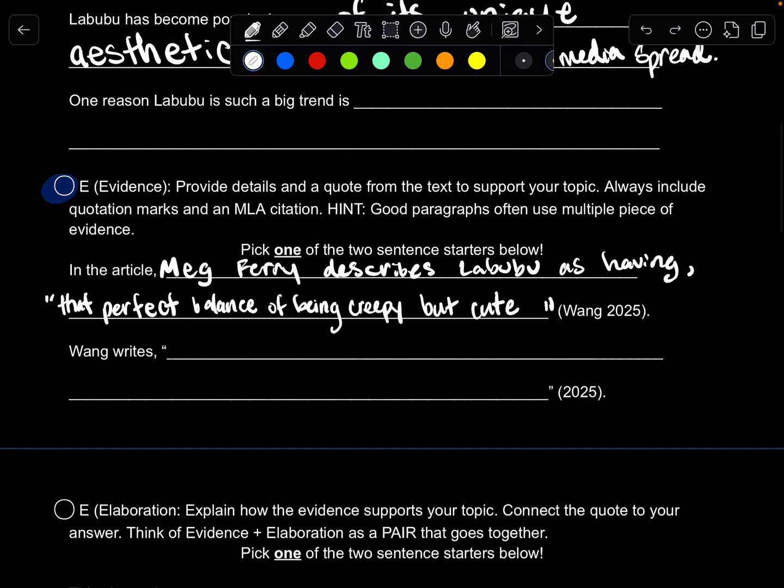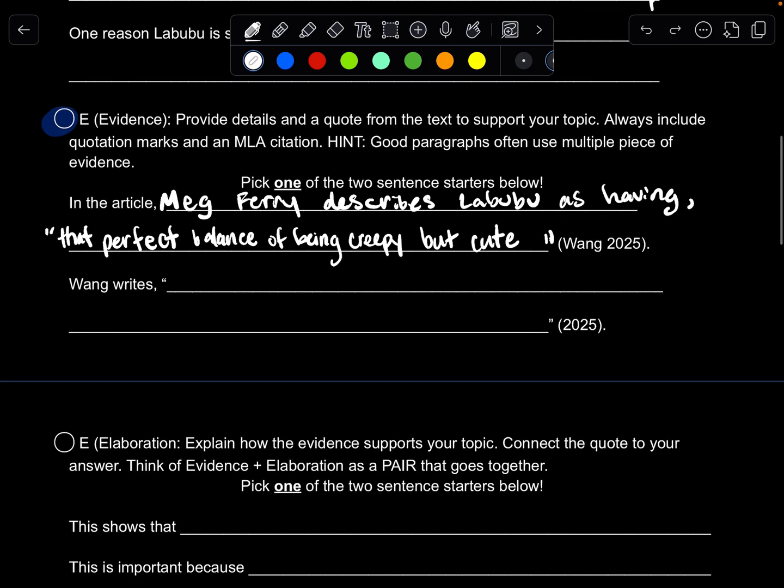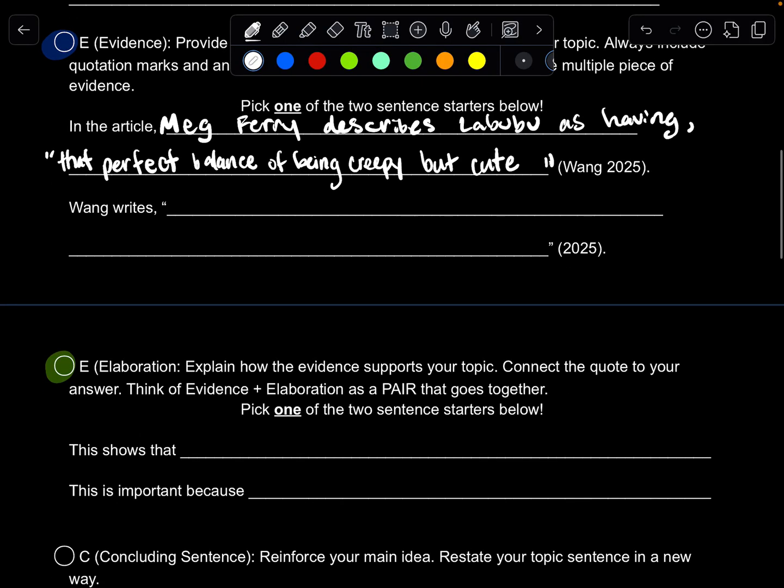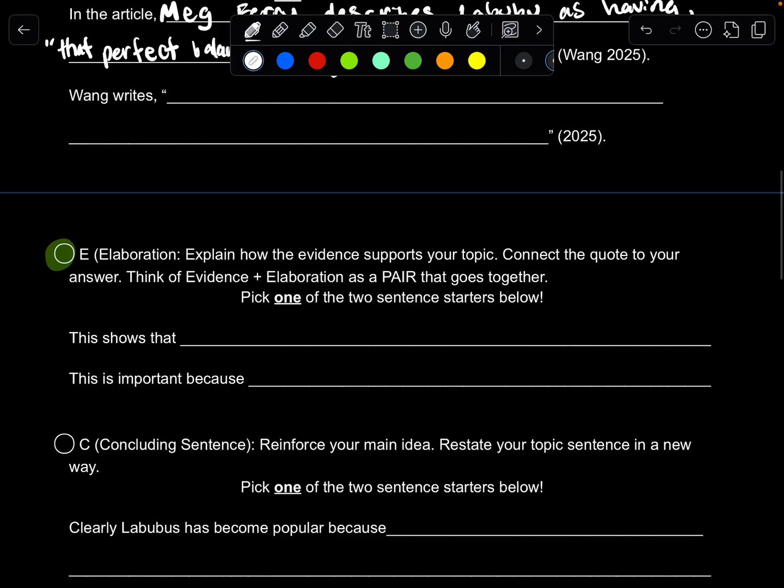Now, every time we use evidence, we pair that with elaboration. Green. It kind of looks yellowish, but I promise you it's green. Elaboration is explaining how the evidence supports your topic. You're connecting your quote to your answer. So evidence and elaboration are like a pair that goes together. In fact, I literally want you to go ahead and draw a little box or a circle around evidence and elaboration so you understand that it's a pair.